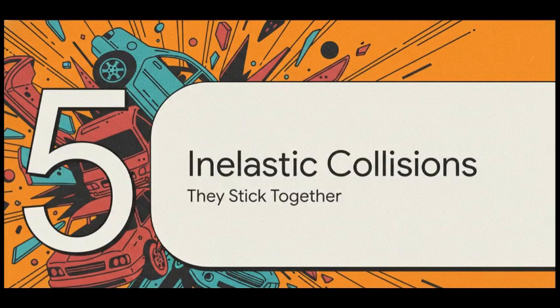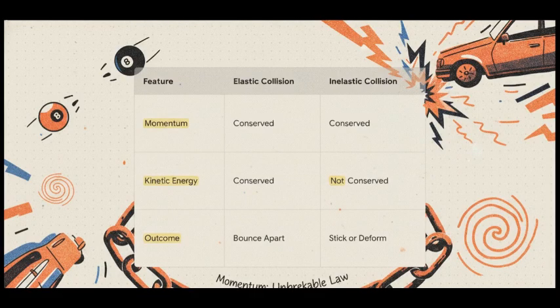But what about most real-world collisions? Like car crashes, where things are definitely not so perfect and clean? What happens then? Well, that brings us to inelastic collisions. And this table right here shows the single most important difference. I want you to notice that momentum is still conserved. That law is unbreakable, remember. But look at kinetic energy. It is not conserved. It gets transformed into other things, like the sound of the crash, the heat from friction, and, most importantly, the energy that's needed to bend and deform all that metal.